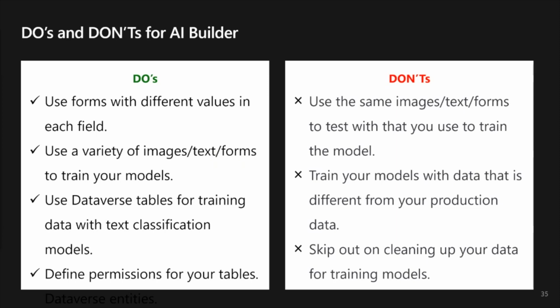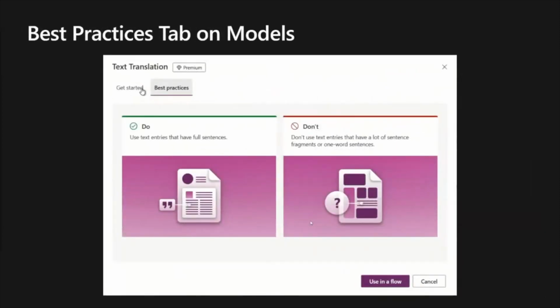Now, depending on the type of model that you're working with, there are different best practices for each one of those. One of the great things about the AI Builder is that when you start a new model, there's a tab at the top called Best Practices. You saw it very briefly in one of Murray's demos, but I wanted to point this out. Every single model has a best practices tab. So when you start to create it, there's a tab up there where you can see what those best practices are, the do's and the don'ts. So in this case, with text translation, don't use text entries that have full sentences. And don't use text entries that have a lot of sentence fragments or one-word sentences.